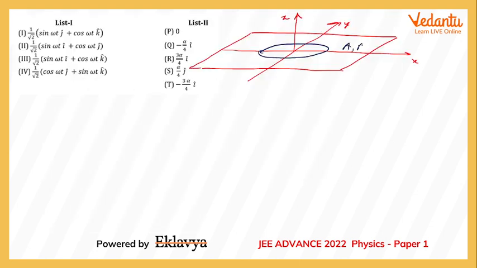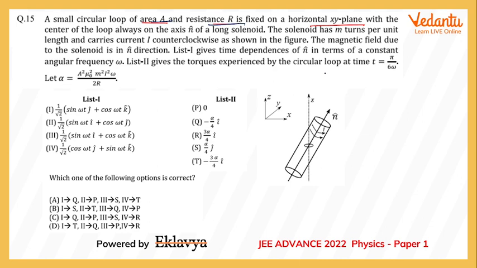A is known to us, that is area, and resistance, they are known to us, and a solenoid of n turns per unit length carries a current I. So basically, the magnitude of magnetic field due to this solenoid at inner points would be mu naught n I, and the direction would be along the axis of the solenoid. The direction of the axis of the solenoid is given as n cap. So this is the B vector.